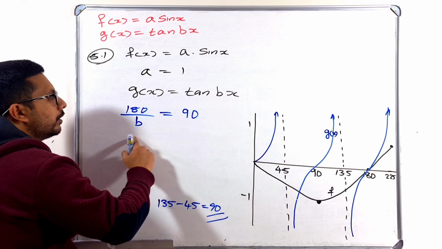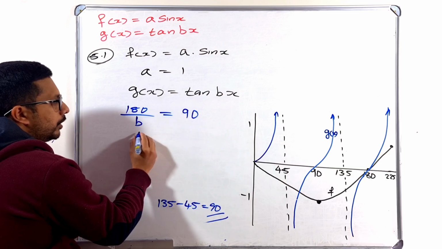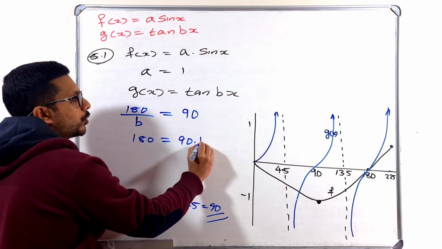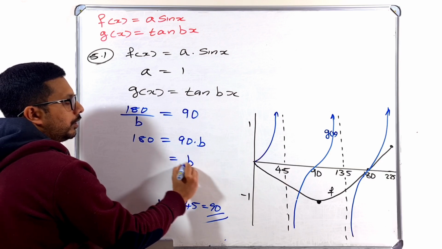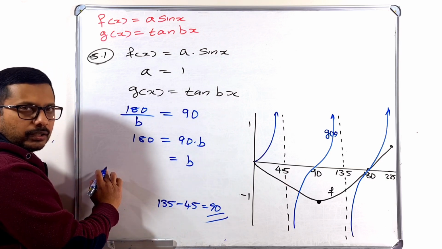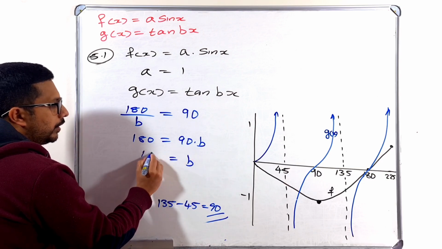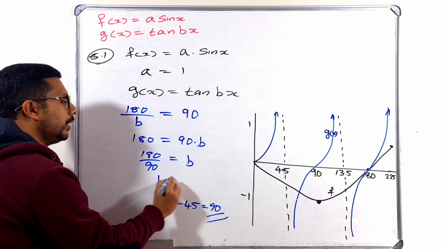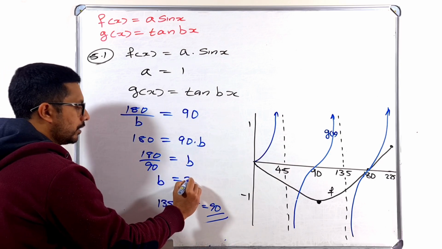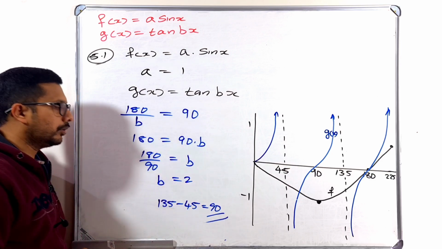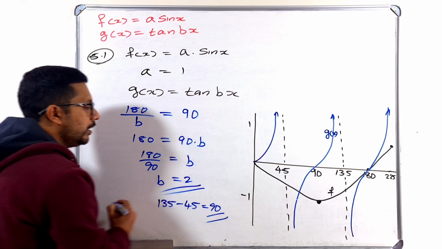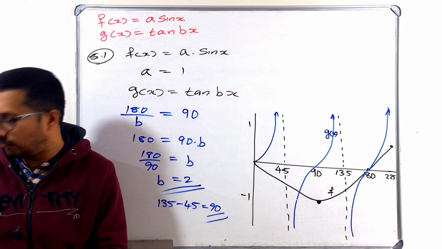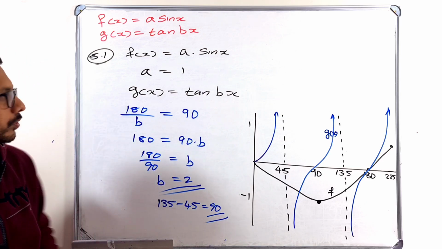So what is b from here? You cross multiply this one. 180 is equal to 90 times b, or now take this 90 to this side. So b is equal to 180 divided by 90. What is the answer? 2. So the value of b is equal to 2. So that is question number 5.1. Now let's move to the next question, 5.2.